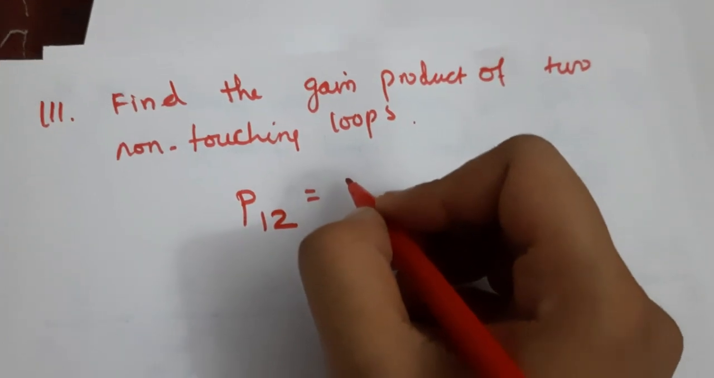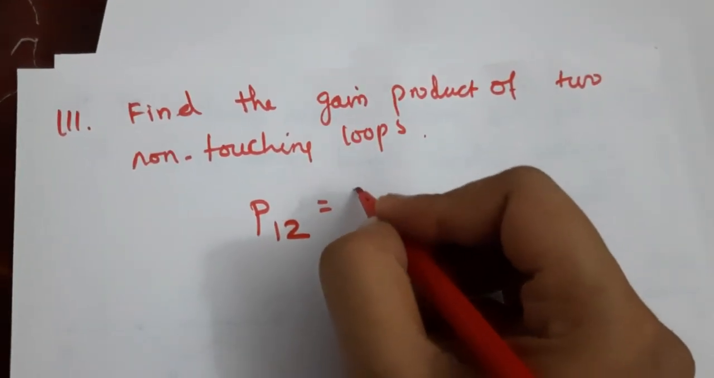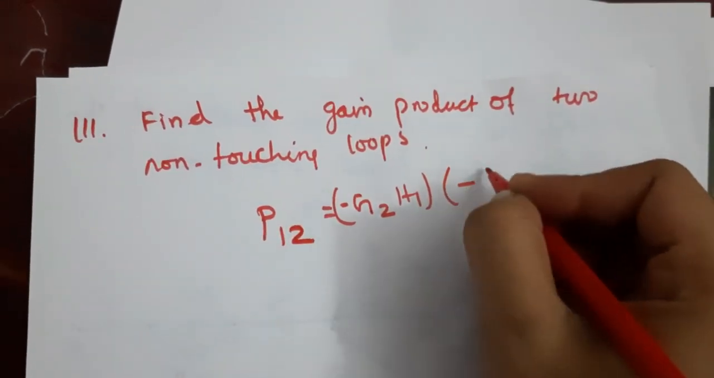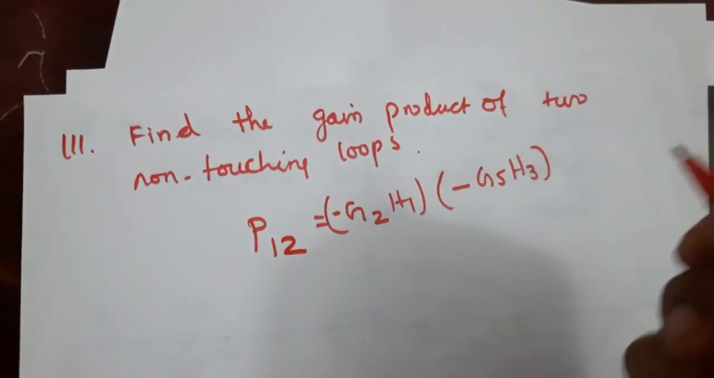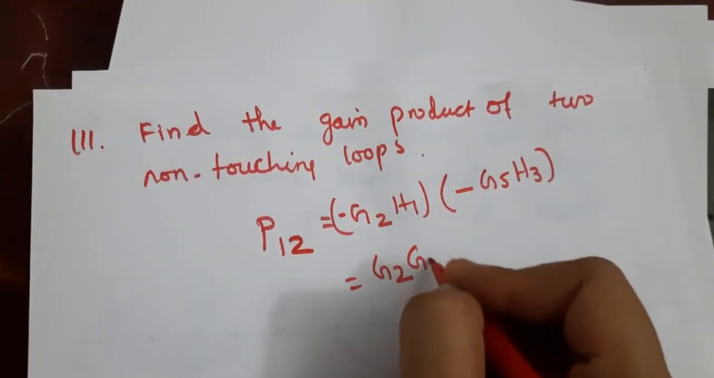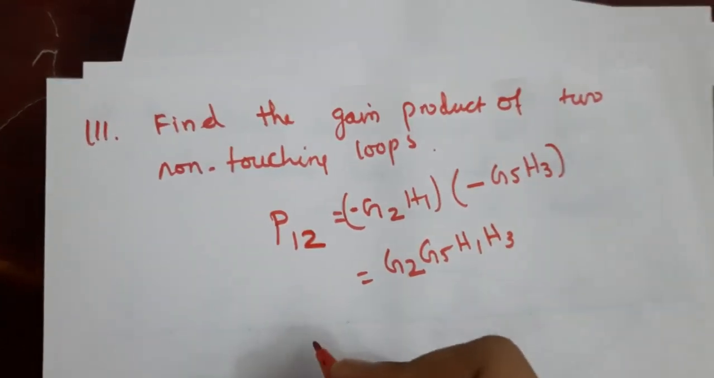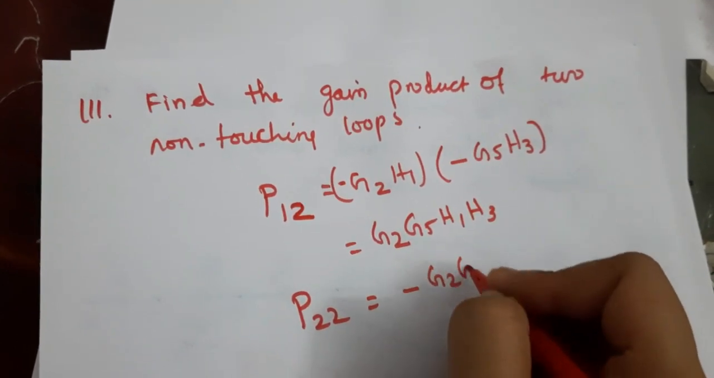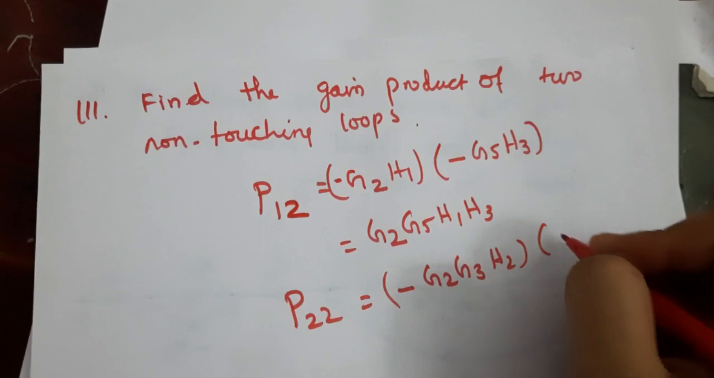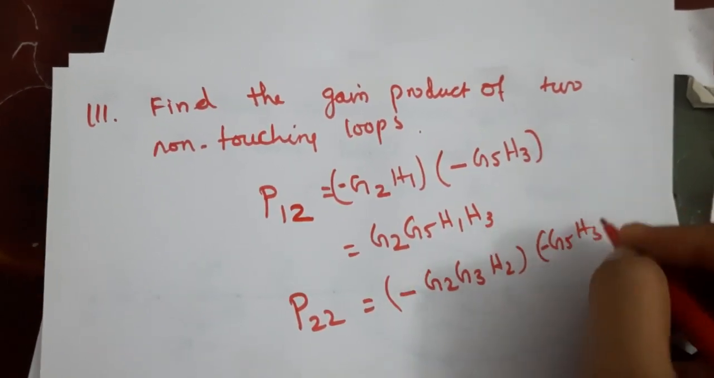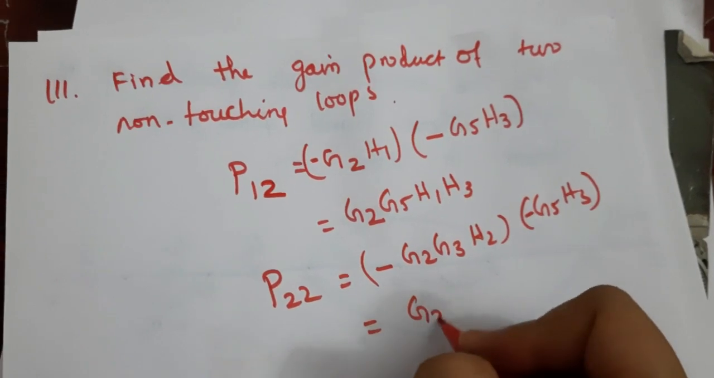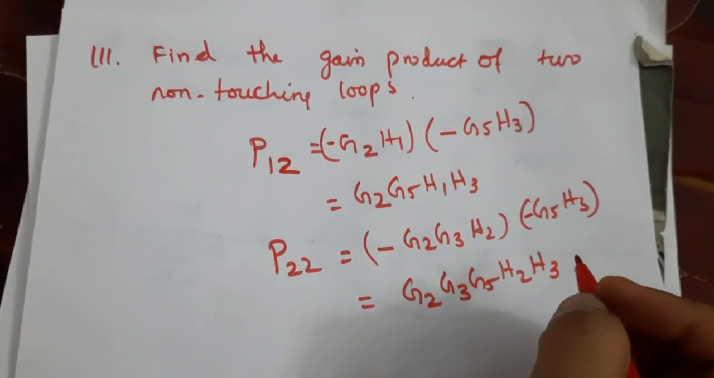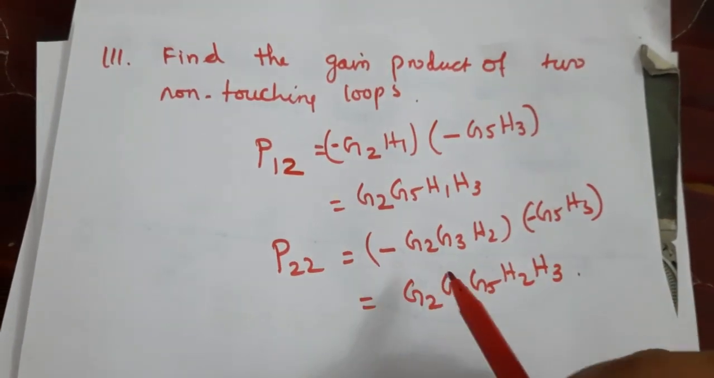So first P12 is minus G2 H1 into minus G5 H3, so this becomes G2 G5 H1 H3. Again the second non-touching loop gain is minus G2 G3 H2 into minus G5 H3, and this becomes G2 G3 G5 H2 H3. So this is the non-touching loop gain product.